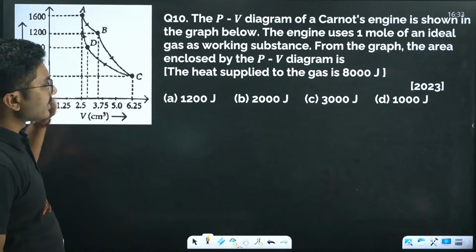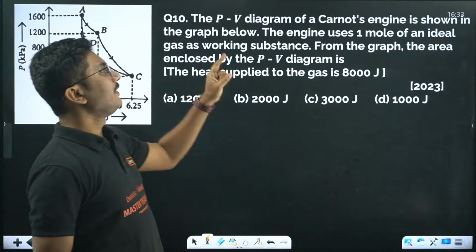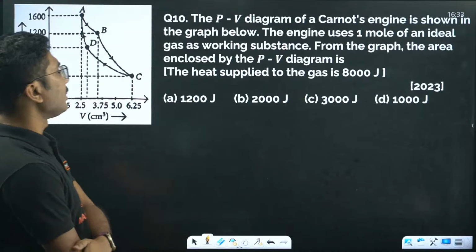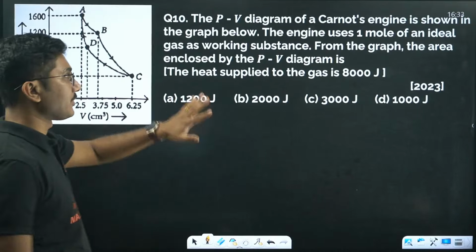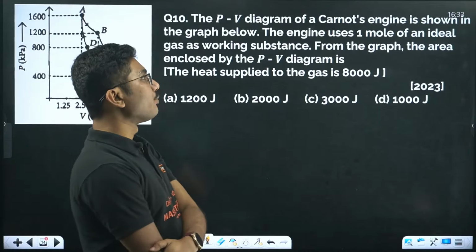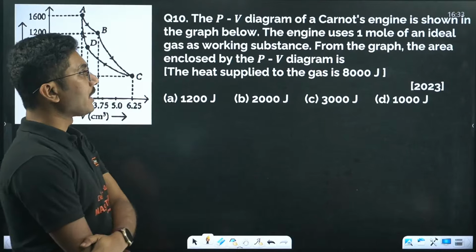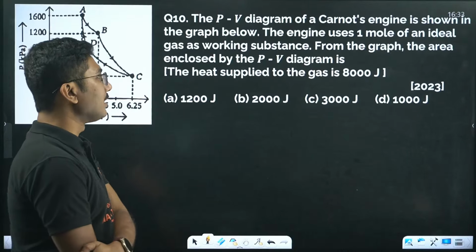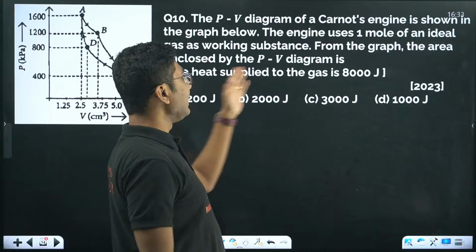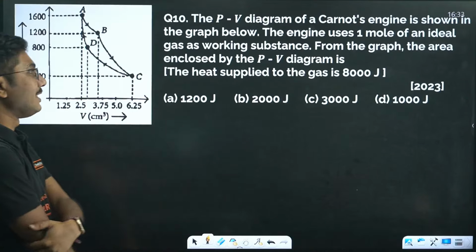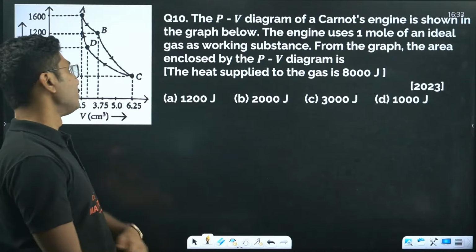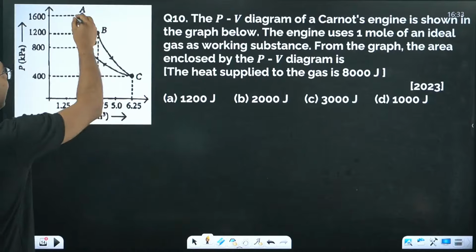Now, this is a very interesting question. The PV diagram of a Carnot engine is shown in the graph below. This is not an easy question, by the way. The engine uses 1 mole of an ideal gas as working substance. From the graph, the area enclosed by the PV diagram is, the heat supplied to the gas is given here, 8000 joules. So here we have a PV diagram.